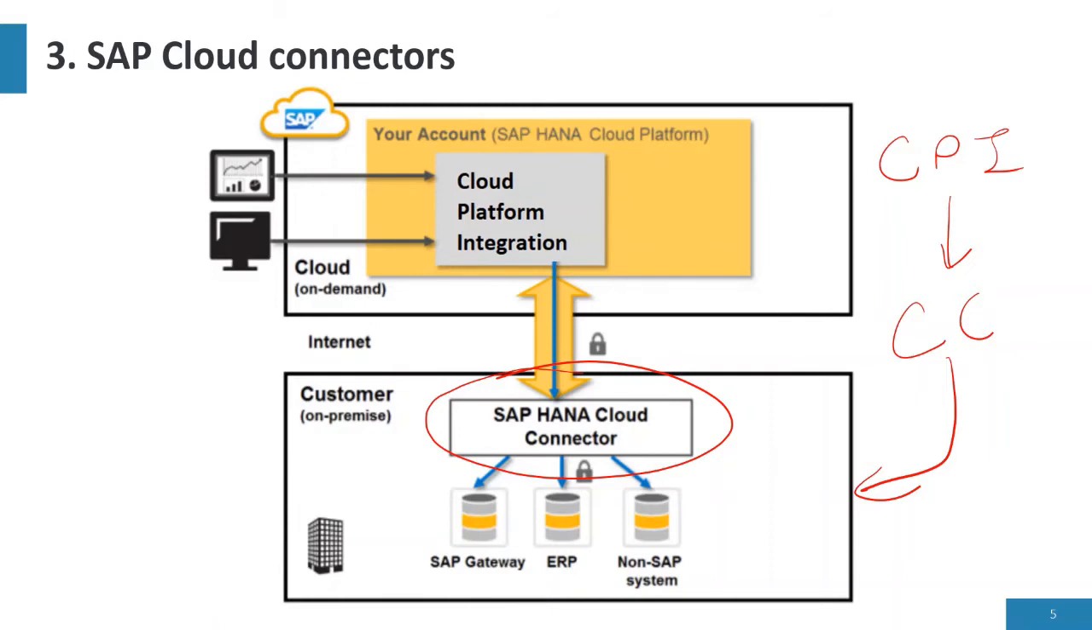How to configure the cloud connector? We will have a separate class on that: how it looks, how to log in, how to do the different configurations, how to add your CPI tenant. So we'll have a separate session. For now, just understand that if you are planning to send any data from Cloud Platform Integration to your on-premise system, we should be using the cloud connector.